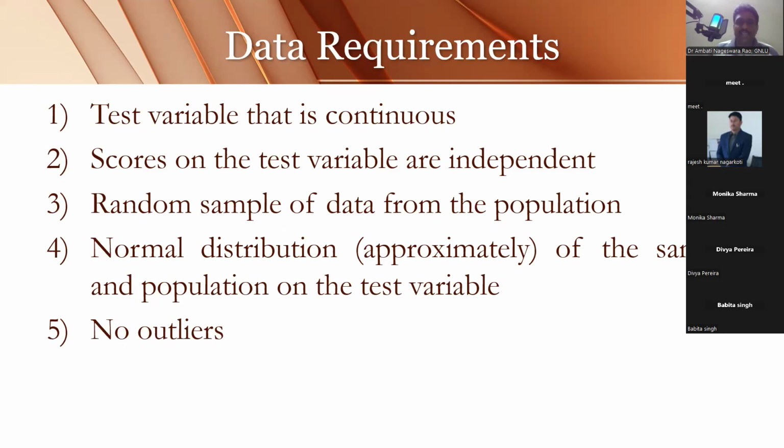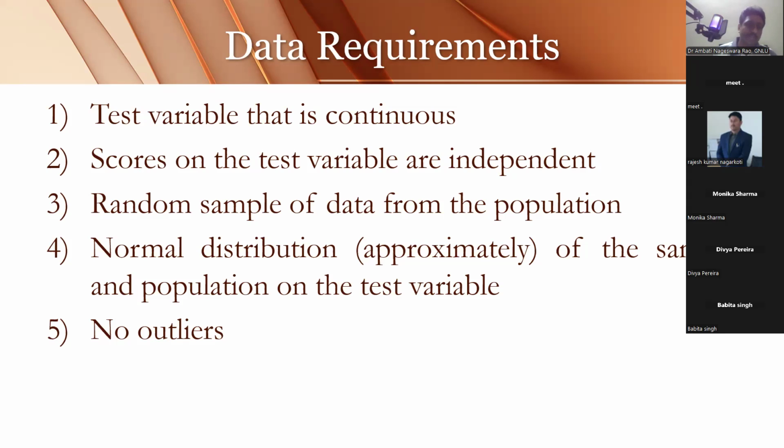Test variable that is continuous. One has to have quantitative data if you want to go with a one sample t-test. And the second one, scores on the test variable are independent. For example, I'm collecting data from 20 people. Respondent number one's data has to be given to respondent number one. I can't give respondent number one's data in two places, 1 and 5. So the scores, whatever I'm getting, have to be independent. Okay. Random sample of data from the population. You must have collected data by using a random sample.